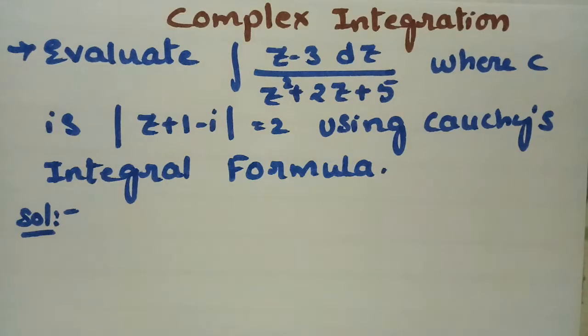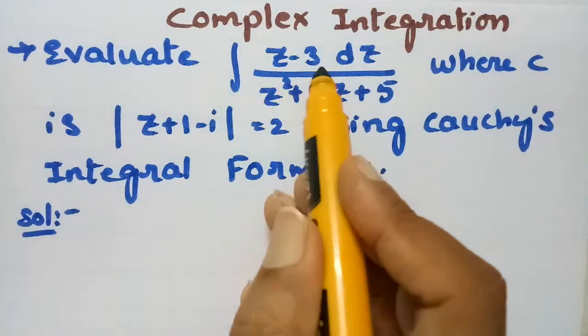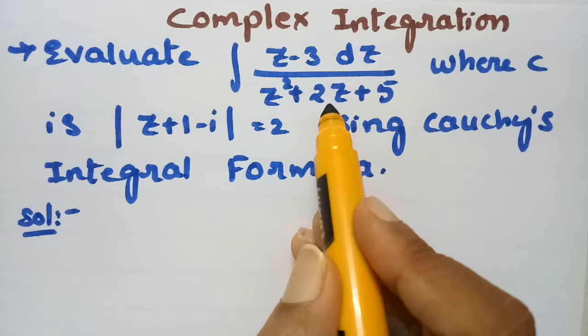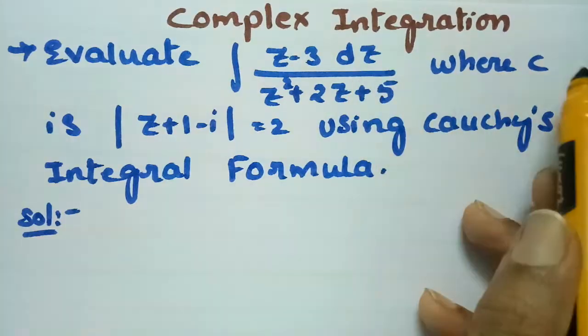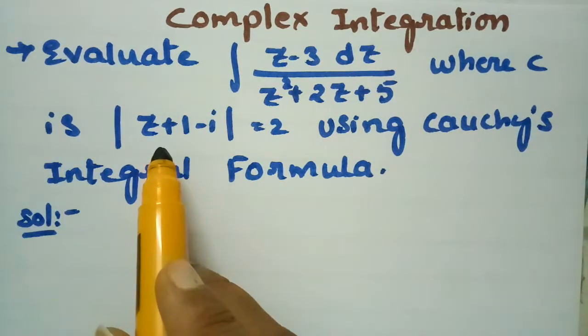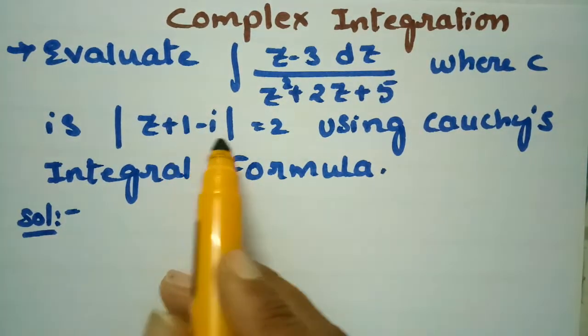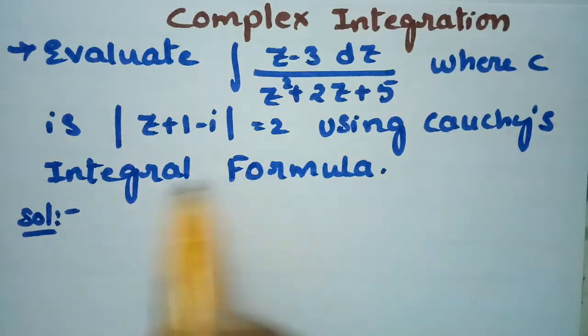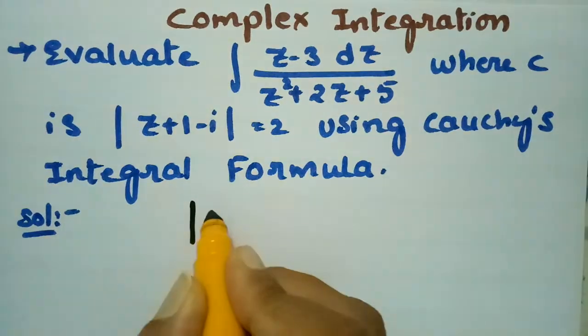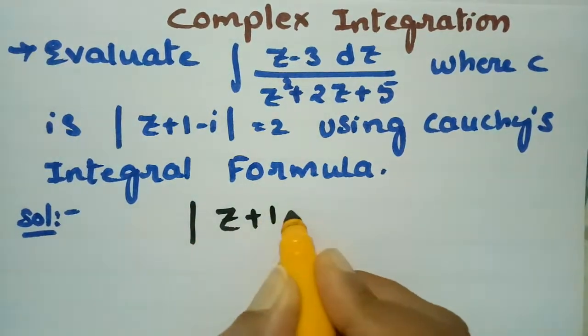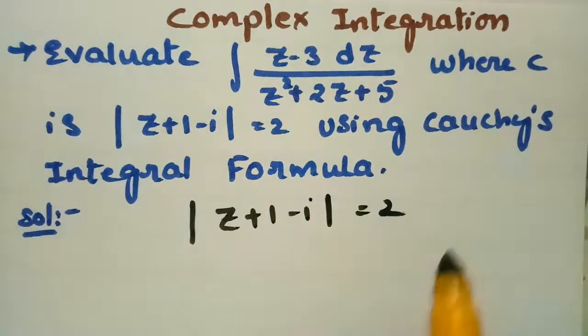In this video I am going to evaluate the most important problem from complex integration. Now I am going to evaluate the integral of (z minus 3) by (z square plus 2z plus 5) dz, where C is |z + 1 - i| = 2, using Cauchy's integral formula. Say, what is the circle given here? That is |z + 1 - i| = 2.